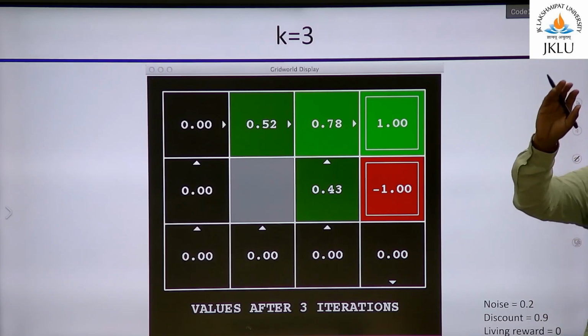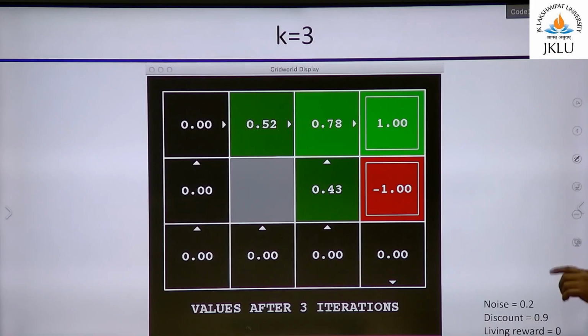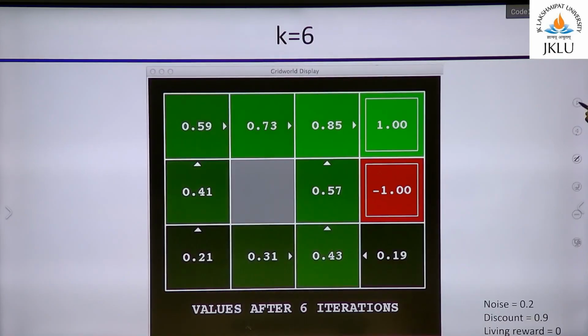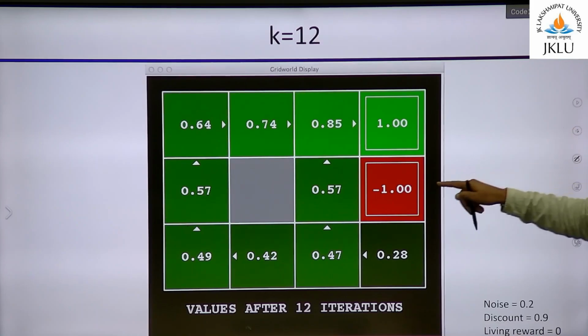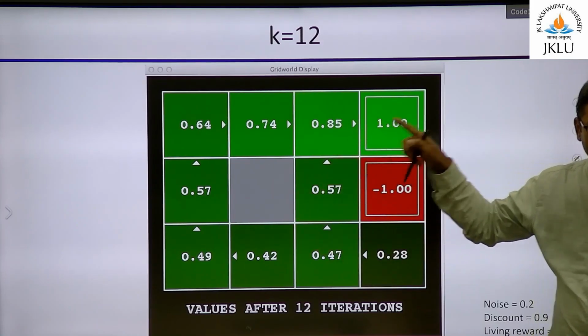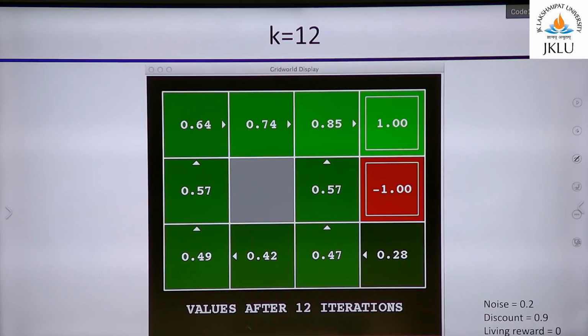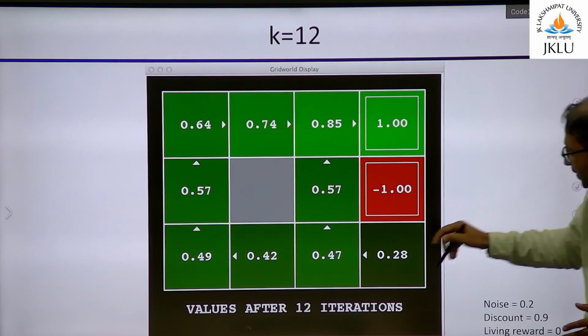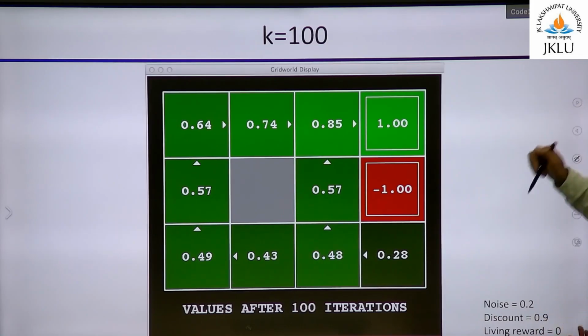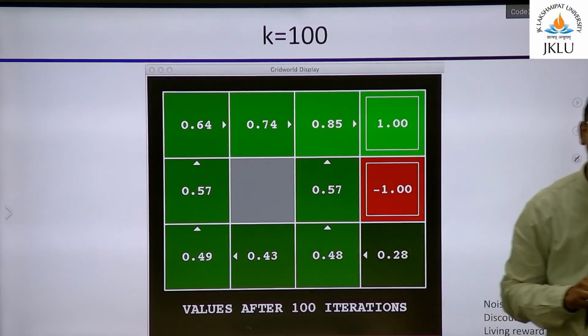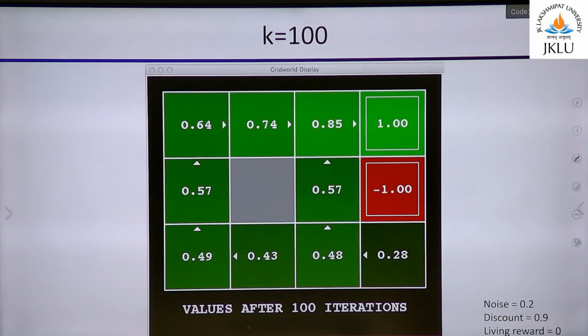अच्छा अब एक बार इधर बात है ना. So keep on doing this for different depths and you keep on changing these numbers. Now if you see k equal to 12 is not very different from k equal to 100. Maybe this has become 0.42, 0.47. So this has become 0.43 and 0.48 in the remaining 88 iterations, right? So after some point it will converge.